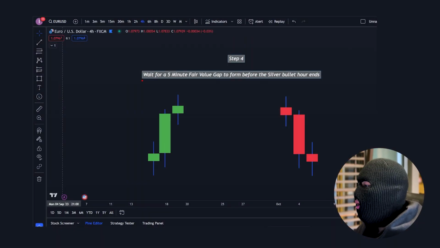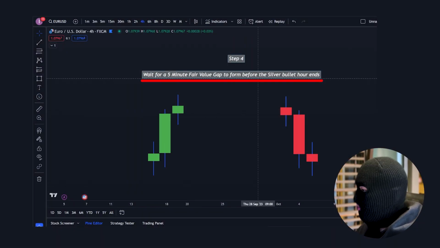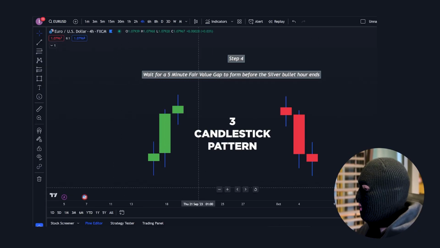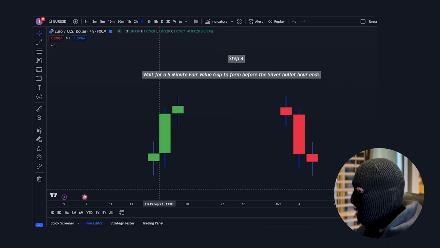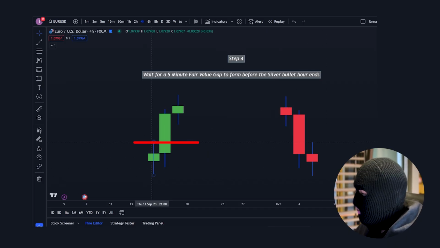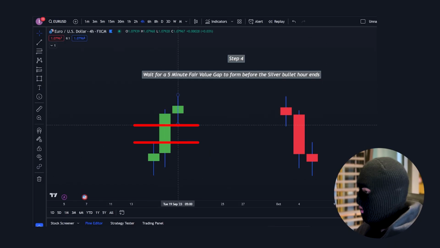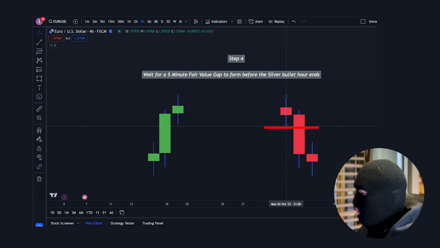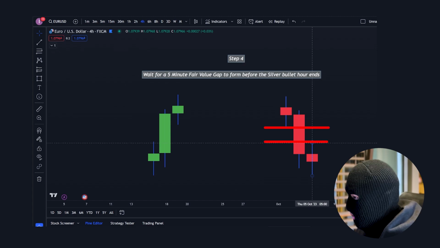Step number 4. Wait for a 5-minute fair value gap to form before the silver bullet hour ends. To recap, a fair value gap is created using a 3-candlestick pattern. A bullish fair value gap is defined as a gap between the top wick of the first candle and the bottom wick of the third candle, whereas a bearish fair value gap is defined as the gap between the bottom wick of the first candle and the top wick of the third candle.